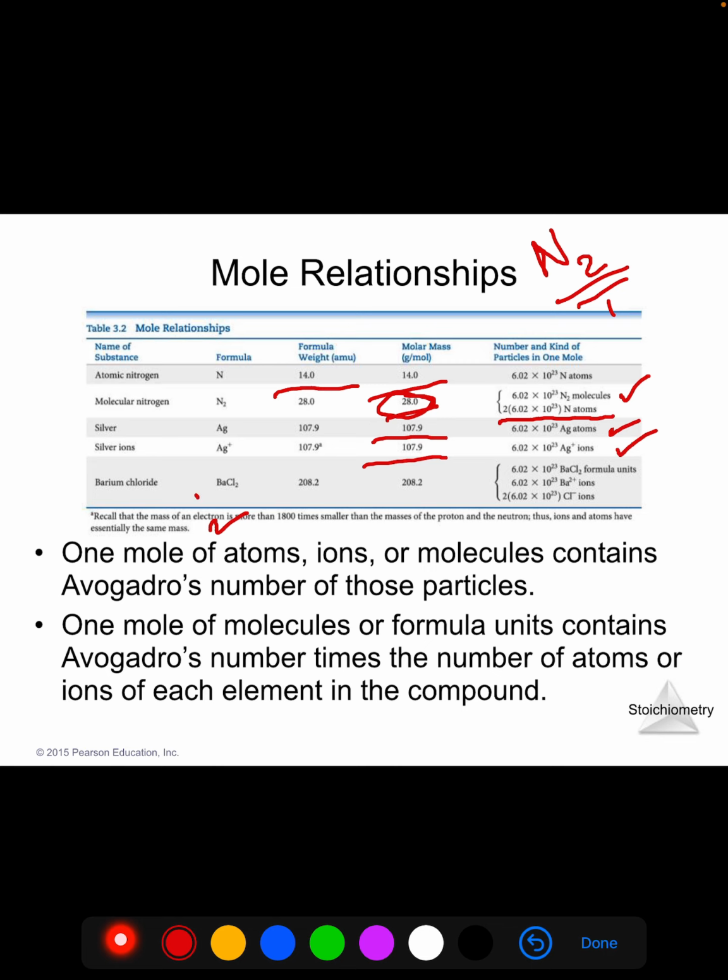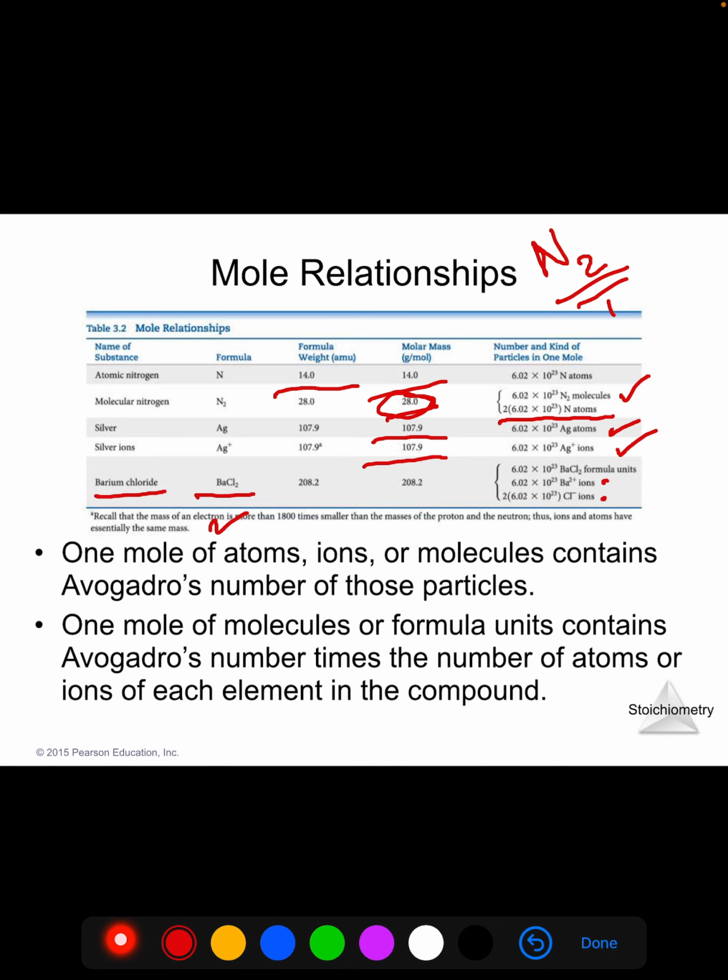Here's barium chloride. Barium is a group 2 metal. It forms ions with a +2 charge. Chloride, of course, is a group 7 halogen. It always forms ions with a -1 charge. We'll talk more about that when we talk about periodic trends in the periodic table and chemical reactions. But barium chloride is barium, 2+, and 2 chloride ions, Cl-, coming together to form the electrically neutral barium chloride.